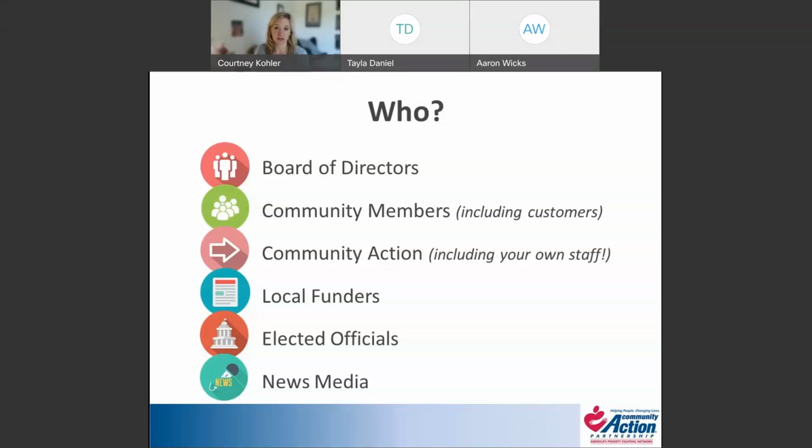Local funders, even regional or national funders as well, state and federal funders, depending on grants and things that you're going after, elected officials, so that they can use the data for decision making, and news media to get that information out more broadly.